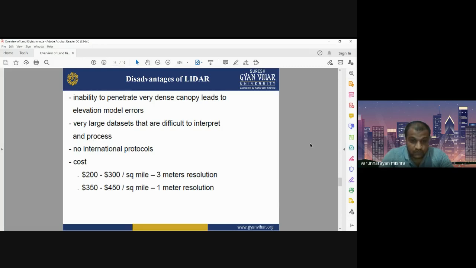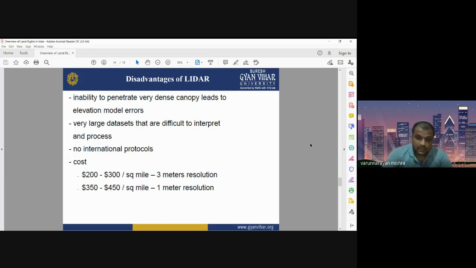If you want to have 1 meter spatial resolution, and if you want to scan an area of 1 square mile, its cost is around 350 to $450. So it's costly. The data sets are costly. The laser scanning or the lidar surveying is a costly surveying technique. So you need to have a good amount of money to conduct these kind of surveying. These are some disadvantages of lidar. Otherwise it is very much useful for getting very good details of the terrain.